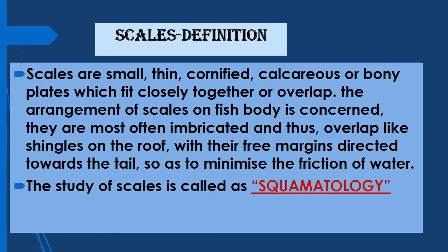So let us go for scales definition. The scales are small, thin, cornified, calcareous or bony plates which fit closely together or overlap, as far as the arrangement of the scales on the fish body is concerned. They are most often imbricated and thus overlap like shingles on a roof, with their free margins directed towards the tail so as to minimize the friction of water. The study of scales is called squamatology.